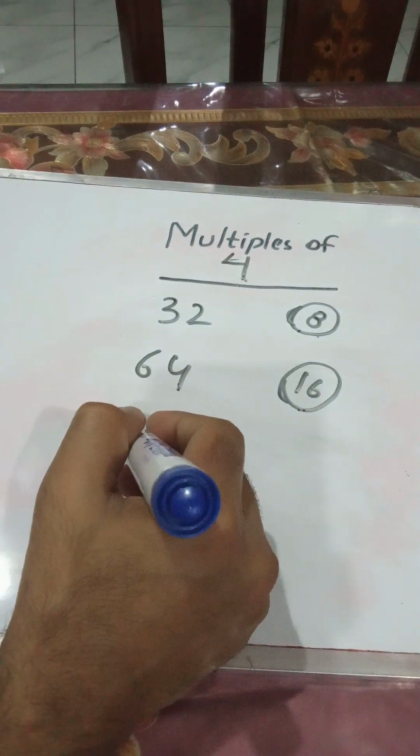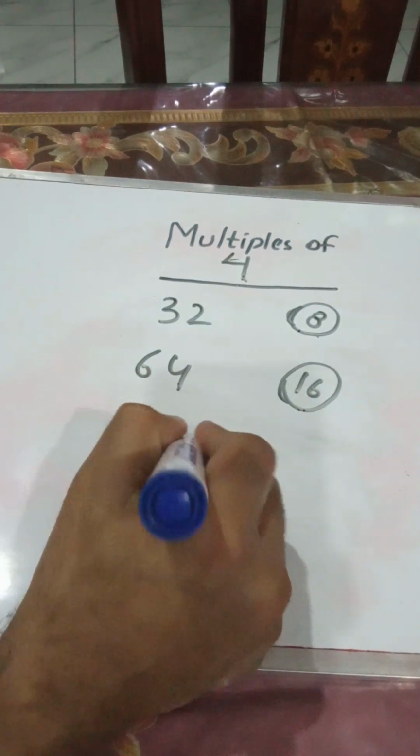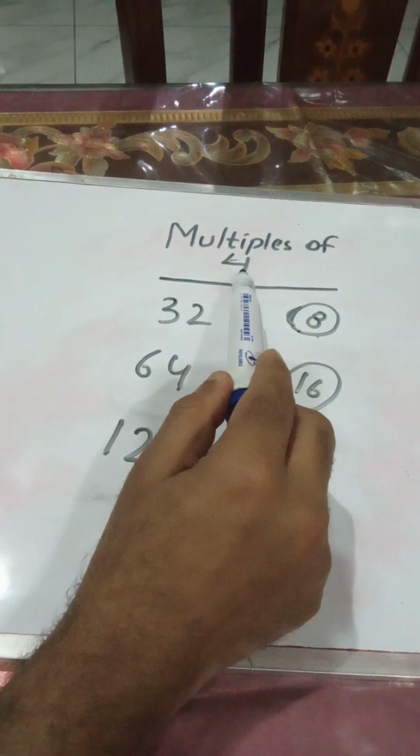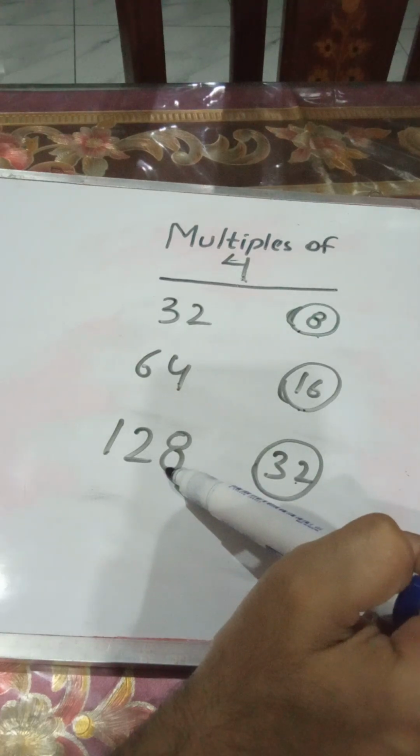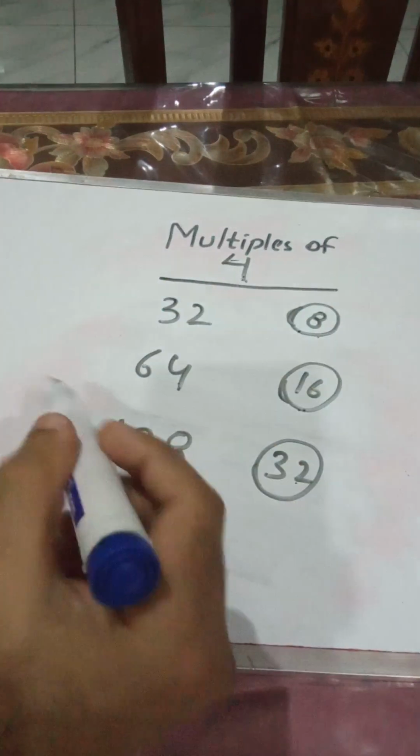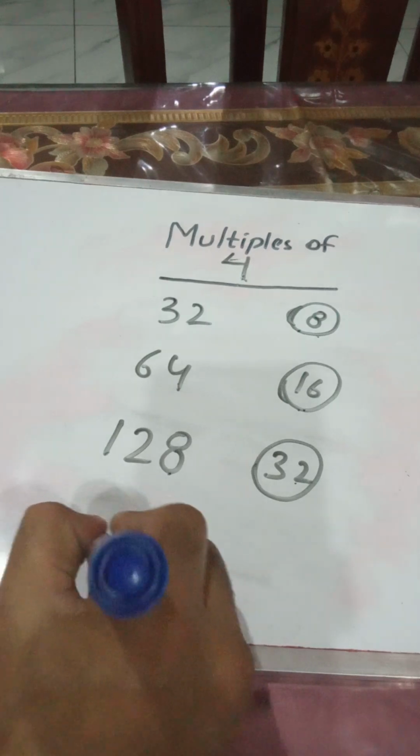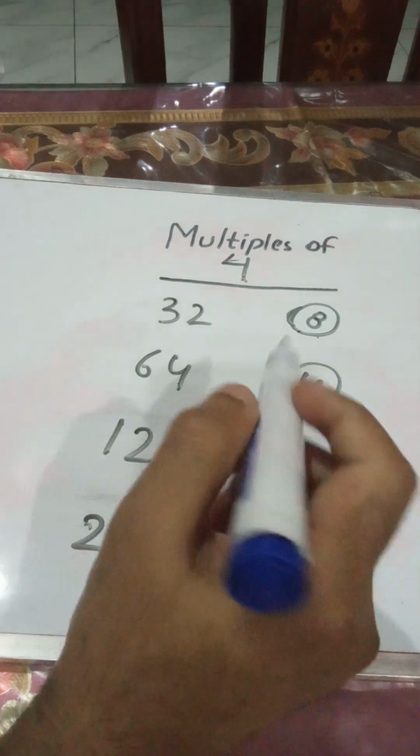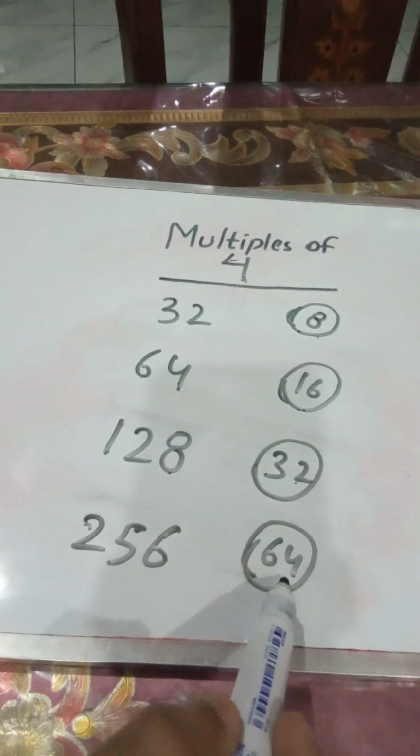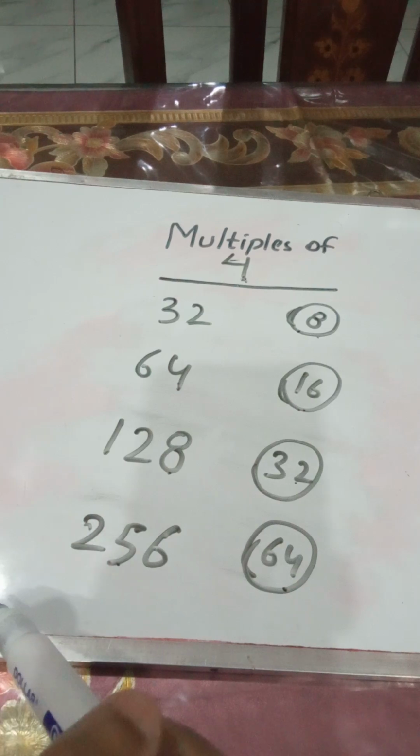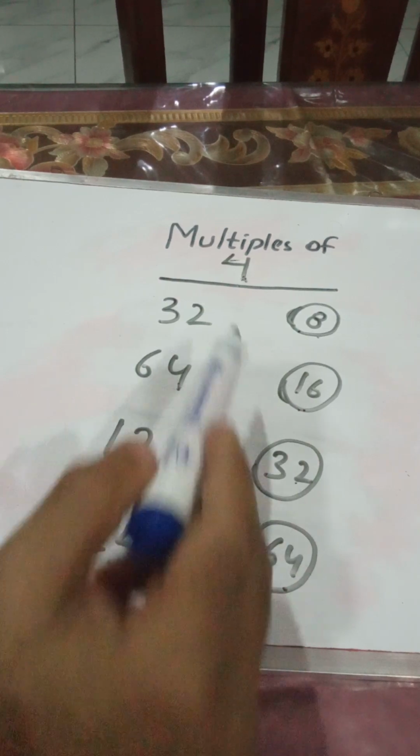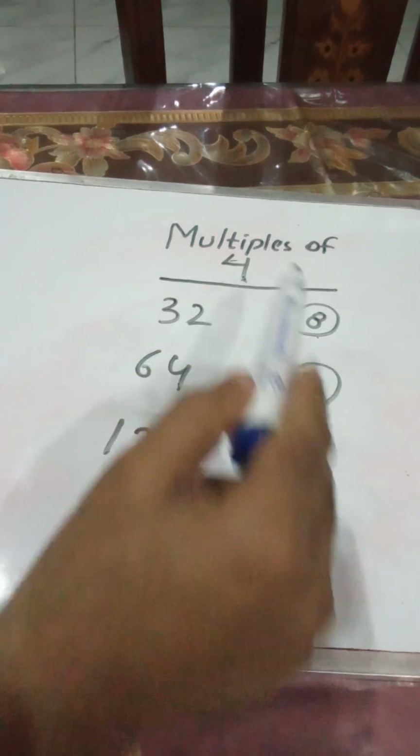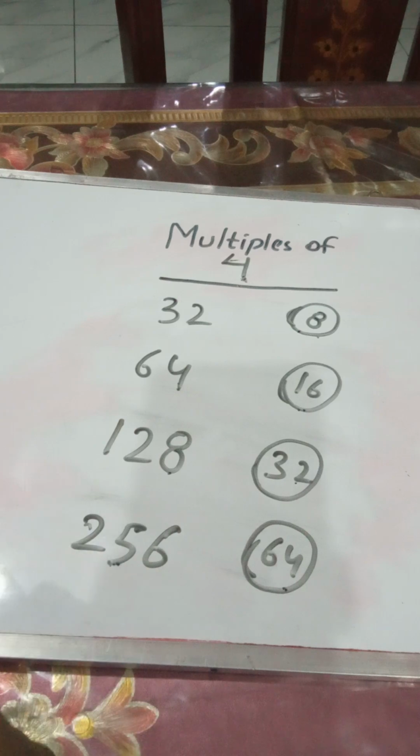Now similarly, the double of 64 is 128, and the double of 16 is 32. If you multiply 4 by 32, you will get 128. And now what is the double of 128? That is 256. And what is the double of 32? That is 64. So it means that 4 multiplied by 64 is equal to 256. If you multiply 4 by 64, you will get 256.